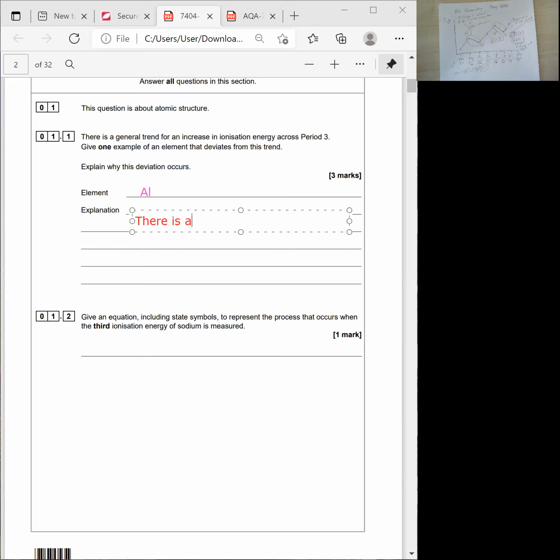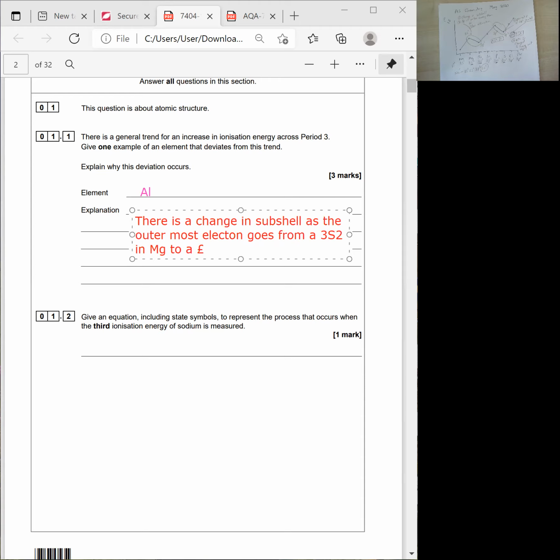there is a change in subshell as the outermost electron goes from a 3s2 in magnesium to a 3p1 in aluminium.